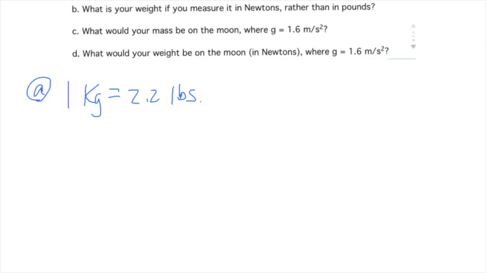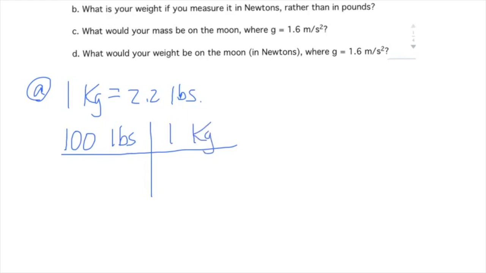If I weighed 100 pounds, and I know that there is 2.2 pounds in a kilogram, that means that I'm going to take 100 pounds divided by 2.2.